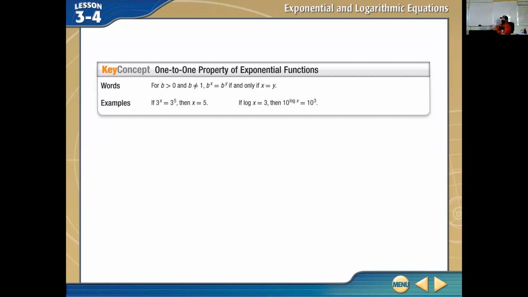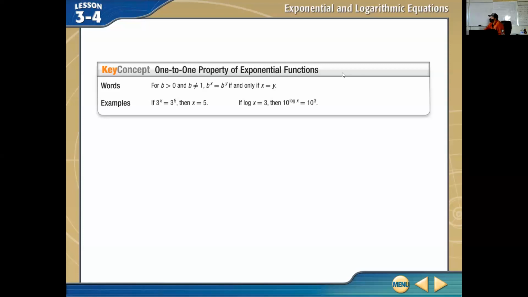Okay, so if we're looking at the examples, if 3 to the x is equal to 3 to the 5th, then x must equal 5. This one is a whole lot easier to rationalize, because the only way you're going to get the same answer on both sides is if x is equivalent to 5. If it's 6, you have one more multiplication of 3 that's going on. If it's 4, you have one less. So it's got to be exact there.